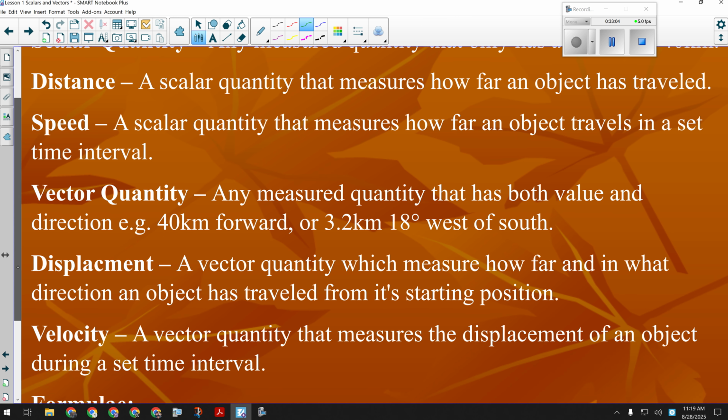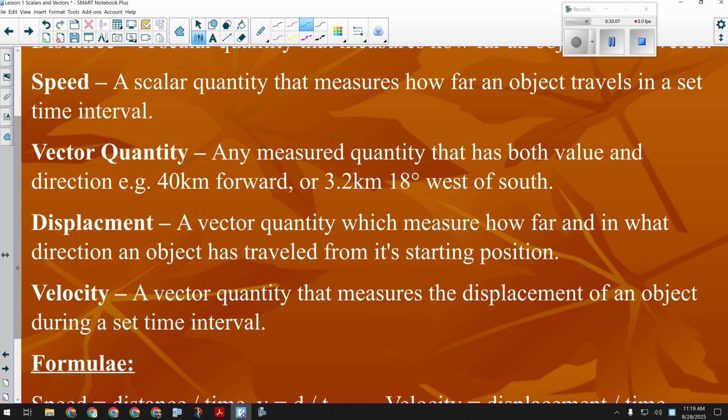Our examples for this unit anyway are going to be displacement and velocity. Acceleration is also a vector quantity when we get to it. So displacement is a vector quantity that measures how far and in what direction an object has traveled from its starting position. Notice that wasn't part of the definition for distance, right? It's your change in position, so it's where you started to where you end up. And then velocity is simply measuring the rate at which you change your position, or the rate at which you displace yourself. So it's also going to be meters per second or kilometers per hour, but it'll add on that direction after. Everybody good with that?